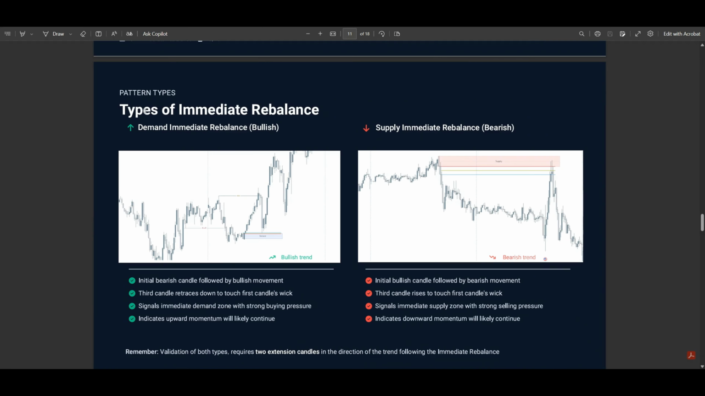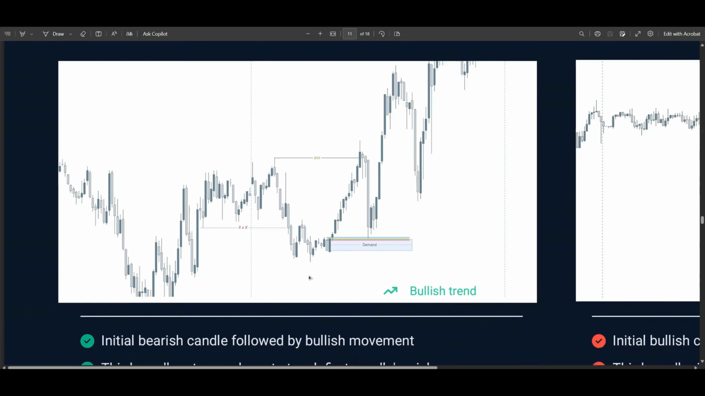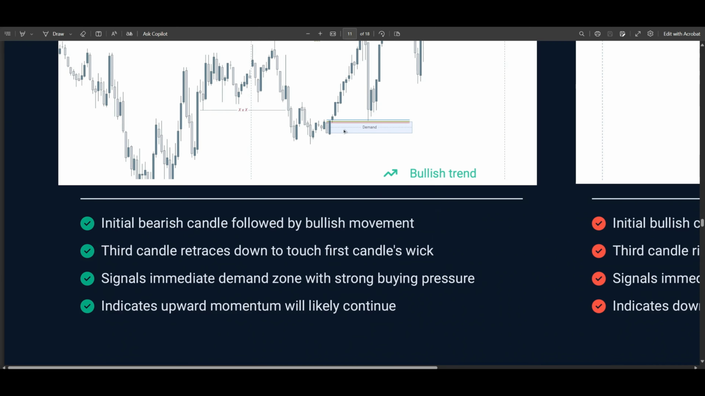All right, so now we've got pattern types. So types of immediate rebalance. We have demand immediate rebalance, and we have supply immediate rebalance. So this is what I was talking about earlier. So the initial bearish candle followed by bullish movement. This is just describing a demand zone. The third candle retraces down to touch the first candle's wick. Now this is talking about an immediate rebalance paired with a demand zone. Next is signals immediate demand zone with strong buying pressure. This indicates upward momentum will likely continue.